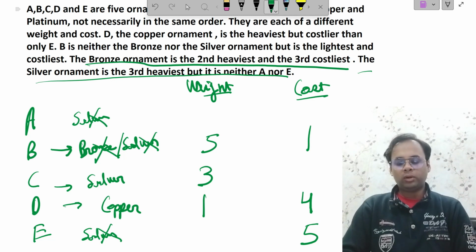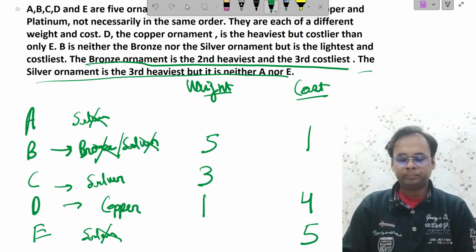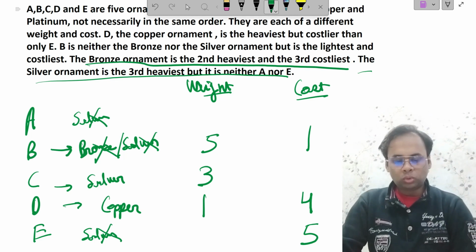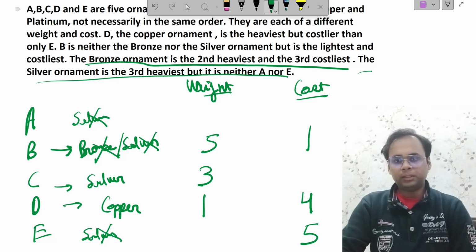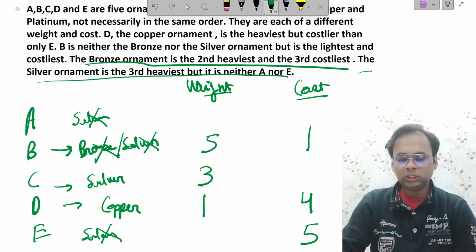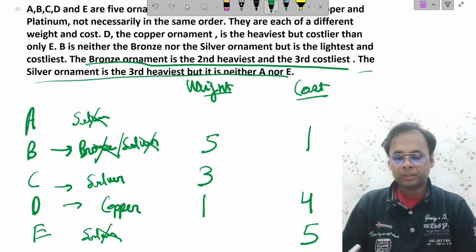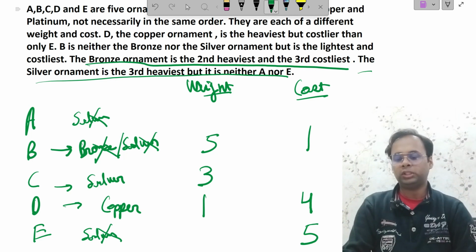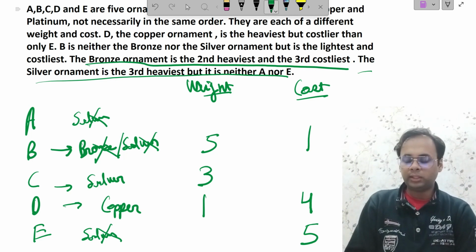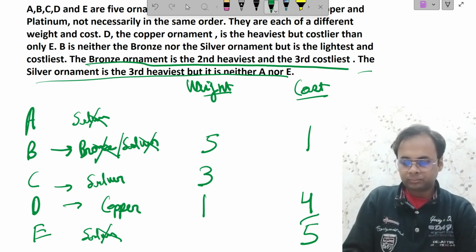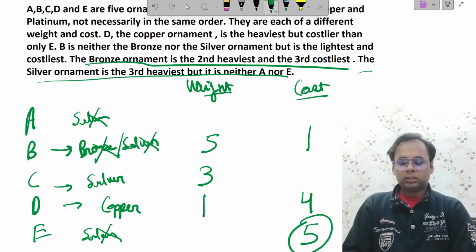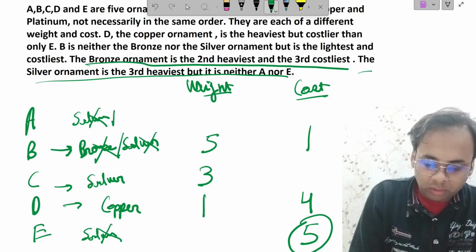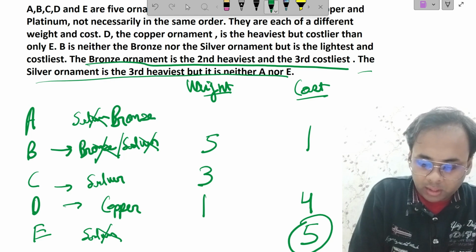We have to find first of all now which is the bronze ornament. Now it is given that B cannot be the bronze ornament. Okay. So only A or E can be the bronze ornament. Let us see if E can be the bronze ornament. Okay. Now for the bronze ornament, it is given that bronze ornament is the second heaviest and third costliest. While for E, it is already been given that the cost is 5. Okay. Though the condition does not meet, it means A is the bronze ornament because A is the only one left now. So A is bronze.